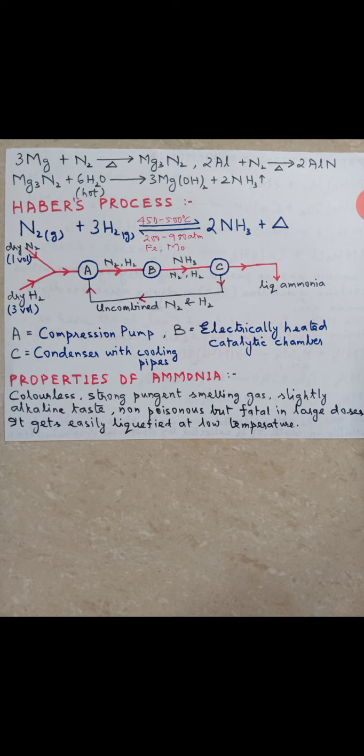It is not stored in the gaseous state in a container. Why? Because in the gaseous state there is a chance that leakage can take place. If any leakage takes place, then the gas will escape. But if it is stored in the liquid state, the liquid will not escape through that particular hole. So when ammonia is transported from one place to another, it is liquefied first and only then transported from one place to another.